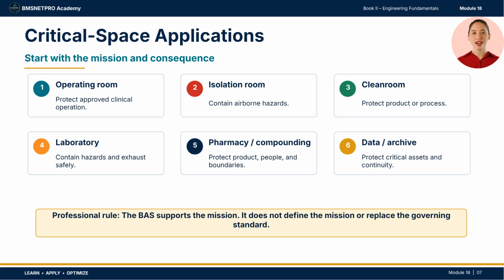Critical spaces are not all the same. An operating room, isolation room, clean room, laboratory, pharmacy, archive, or data room may have different requirements and different consequences of failure. The BAS does not decide the mission, it supports the mission. Before editing a sequence, determine what must be protected, who defines the requirement, what conditions must be maintained, and what the team must do when the space is outside the approved state. This is where BAS practice becomes operational practice. The correct technical answer must also fit the clinical, process, quality, safety, or operations requirement.